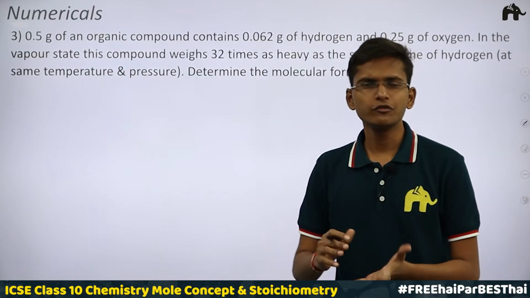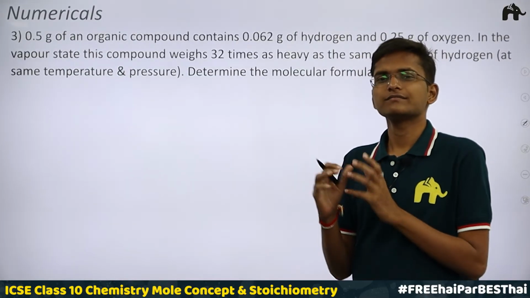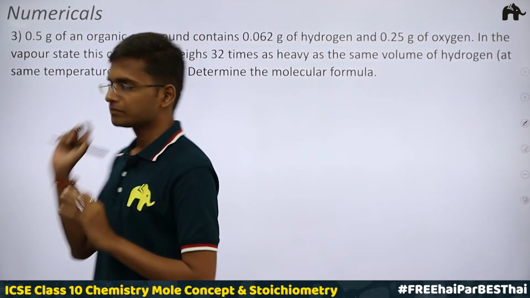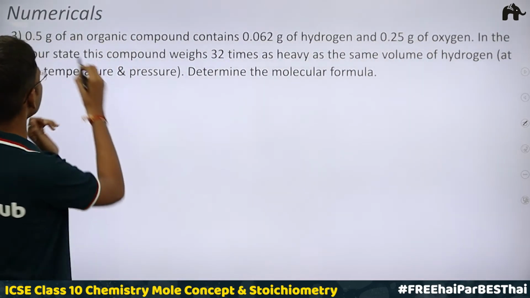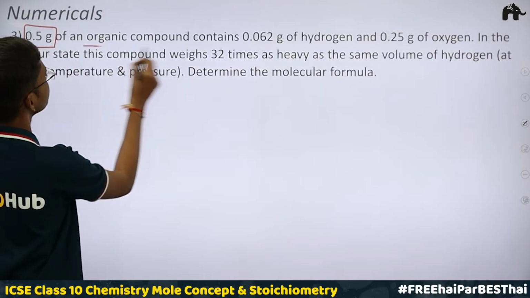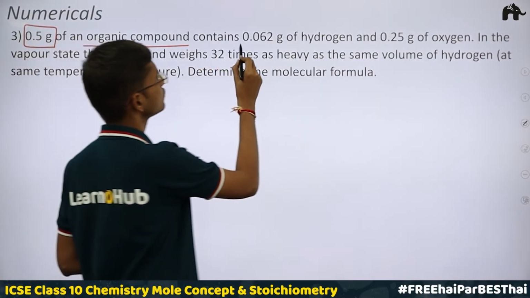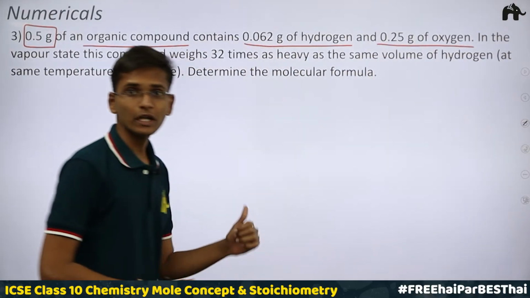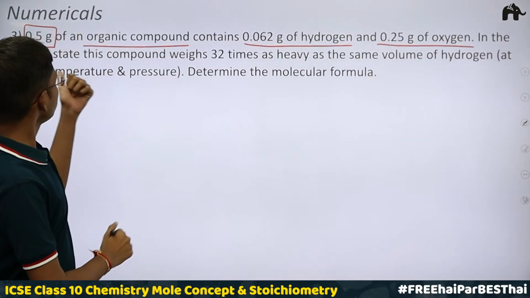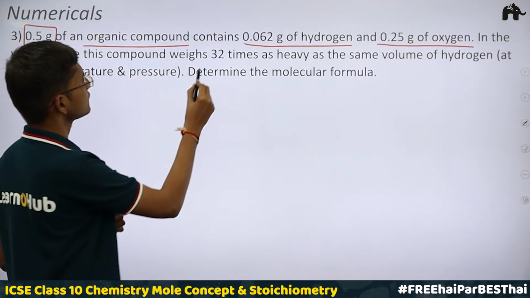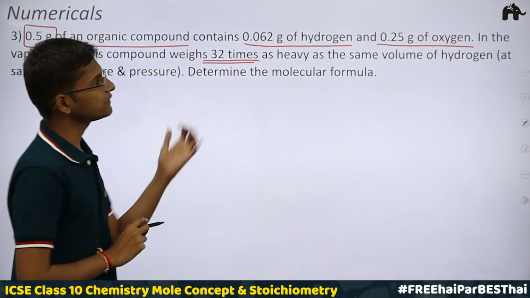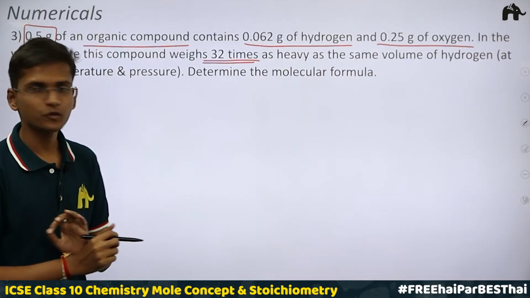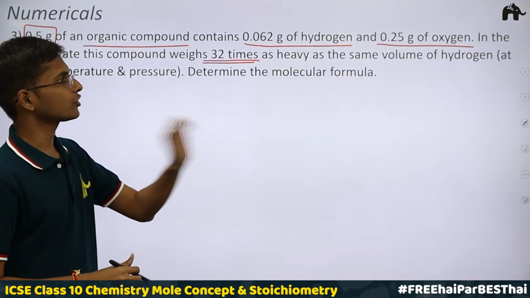Now moving ahead to the third question. It's slightly lengthy or a tricky one, so pay attention to this. 0.5 grams of an organic compound contains 0.062 grams of hydrogen, 0.25 grams of oxygen. In the vapor state, this compound weighs 32 times as heavy as the same volume of hydrogen at the same temperature and pressure. Determine the molecular formula.